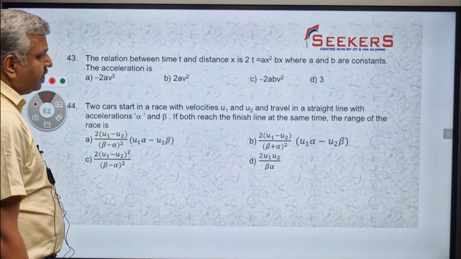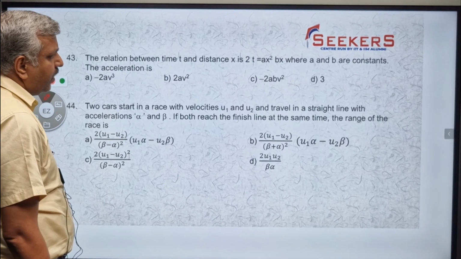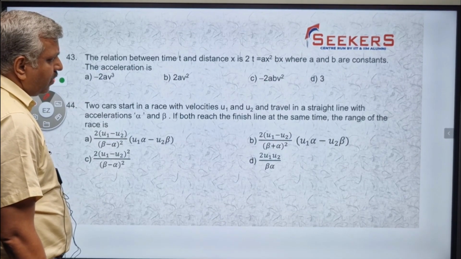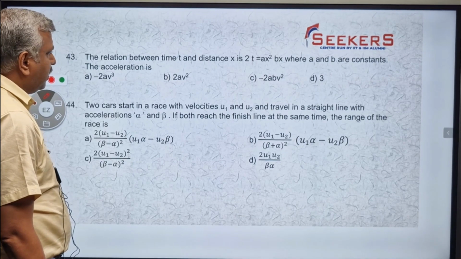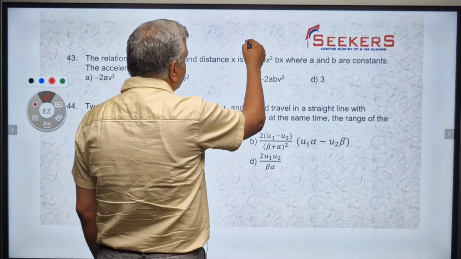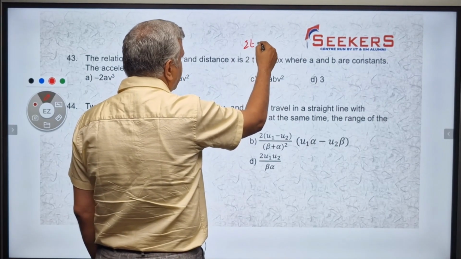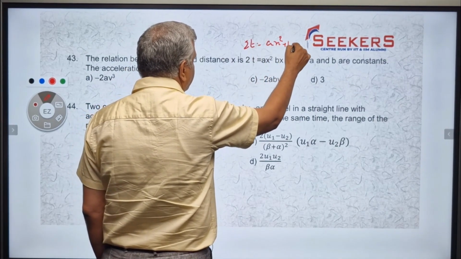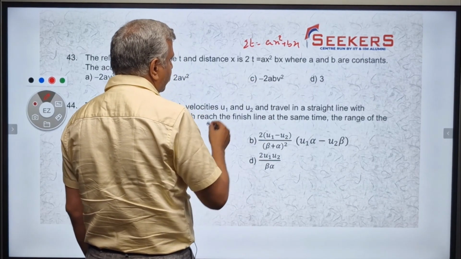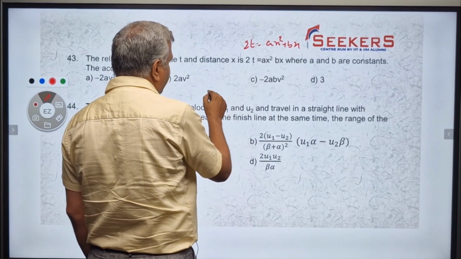Time t and distance x is given by 2t is ax square bx, where a and b are constants. Okay, the acceleration is how much? So there is a little issue here. They should have written it as 2t is equal to ax square plus bx. Okay, so the acceleration, I'll differentiate it with respect to time.